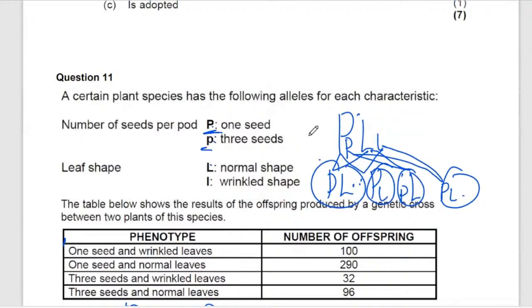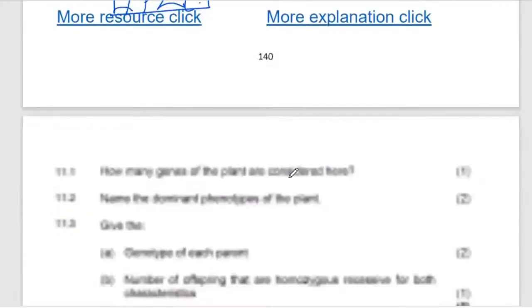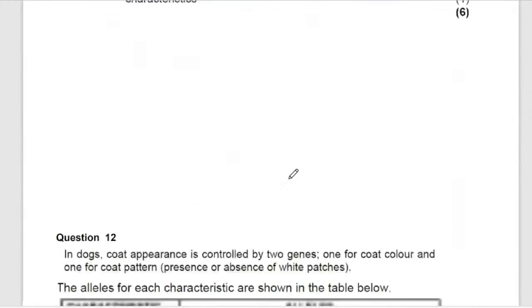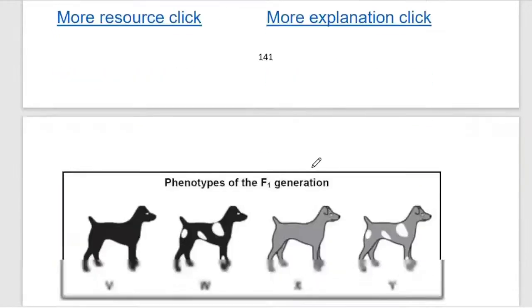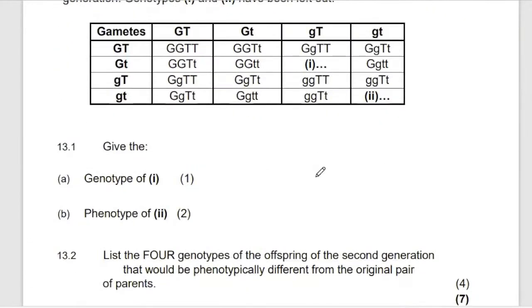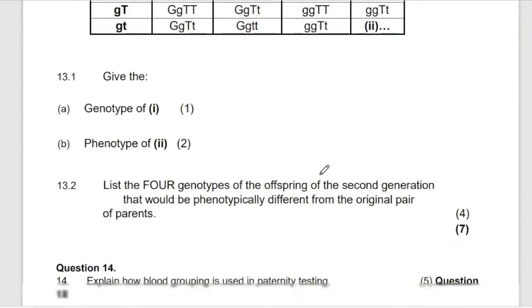Depending on whether you see them here, it's 1, 2, 3, 4. But there are two genes: genes for the number of seeds per pod and the shape of the leaf. So the dihybrid is simple. Just make sure that you do it. It's the same thing here. No one is going to ask you to cross.